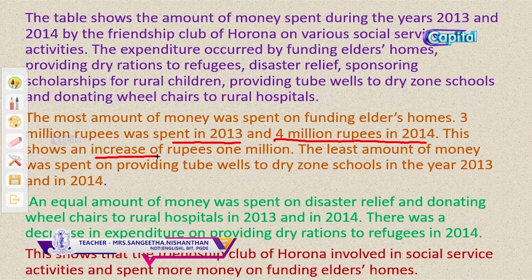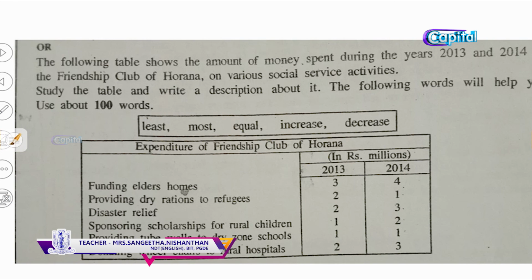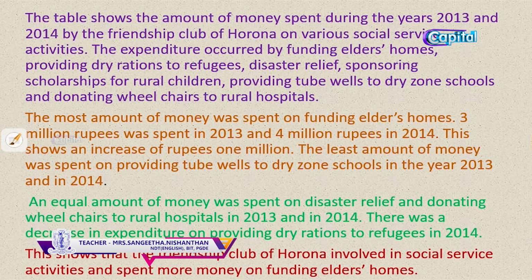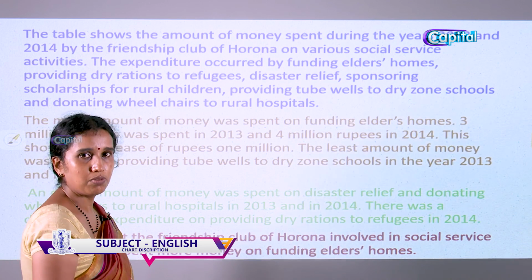The least amount of money was spent on providing tube wells to dry zone schools in the year 2013 and in 2014. Here they are comparing row wise and at the same time column wise. An equal amount of money was spent on disaster relief and donating wheelchairs to rural hospitals. Here they are speaking about equal amount of money. There was a decrease in expenditure on providing dry rations to refugees in 2014. As here, there was a decrease of 1 million from 2013 to 2014. That is said here. And now the conclusion is that this shows that the Friendship Club of Horana involved in social service activities and spent more money on funding elders' home. This is the conclusion here.